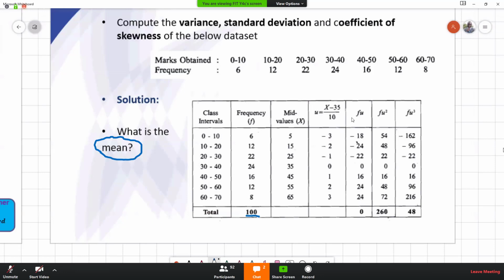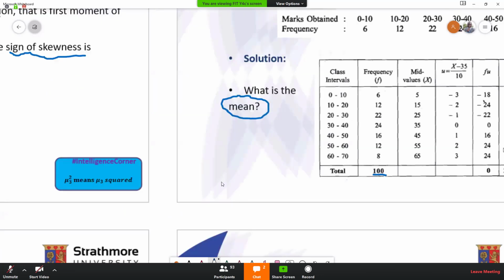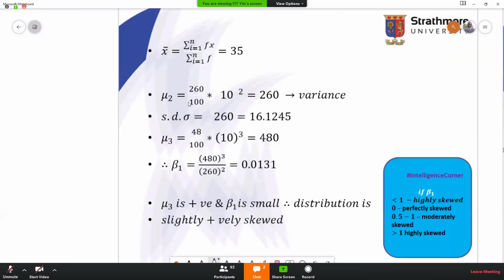Then we'll have another column called fu, then another column called fu squared, because we want the second moment, and we also want the third moment, where you just cube the values. Then we will get to 60 here after summation, and 48 here after summation, and 0 here after summation. So how do I get the second moment? According to the formula, this is the calculation I was able to do: number one, the mean is 35.